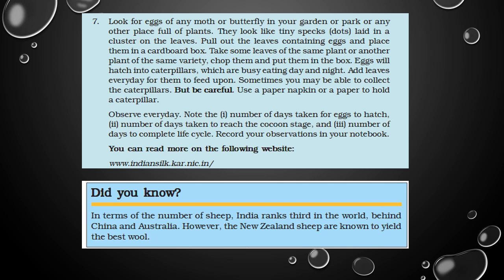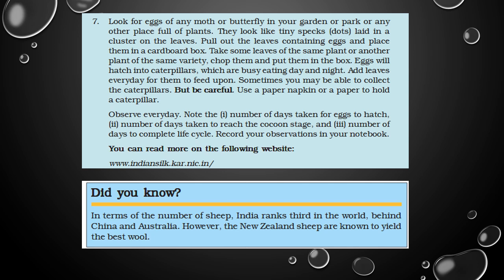Look for eggs of any moth or butterfly in your garden or park or any other place full of plants. They look like tiny specks, dots, laid in a cluster on the leaves. Pull out the leaves containing eggs and place them in a cardboard box. Take some leaves of the same plant or another plant of the same variety. Chop them and put them in the box. Eggs will hatch into caterpillars which are busy eating day and night. Add leaves every day for them to feed upon. Sometimes you may be able to collect the caterpillars, but be careful.